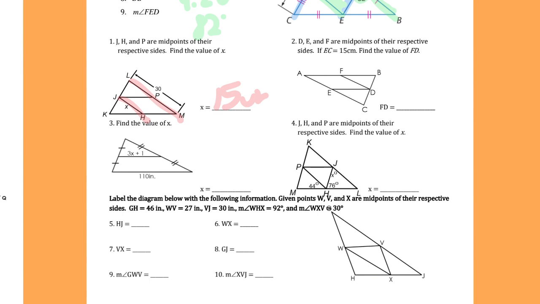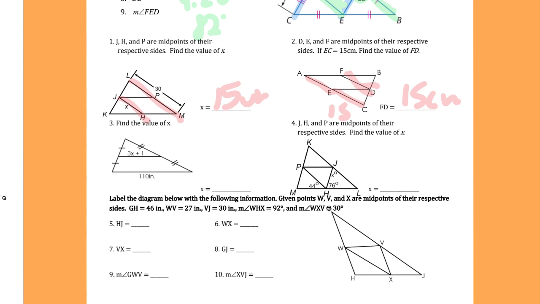And then FD, let's check this out. EC, they tell you, is going to be 15. So if this is 15, this will also be 15 because they're midpoints. E is the midpoint of that segment. And then FD will also be 15 centimeters.